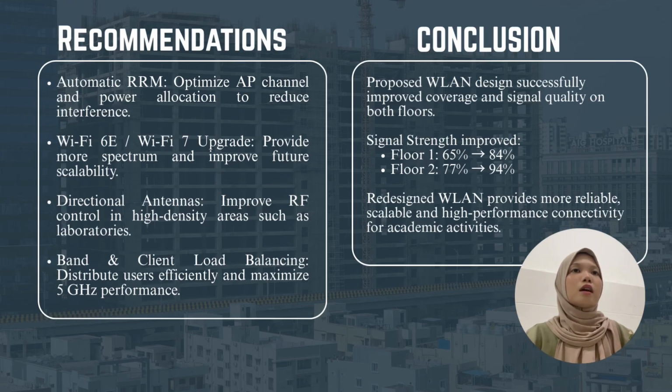For conclusion, the proposed wireless LAN design successfully improved coverage and signal quality on both floors. Signal strength improved for floor 1 from 65% to 84%, and for floor 2 from 77% to 94%. The redesigned wireless LAN provides more reliable, scalable, and high performance connectivity for academic activity.